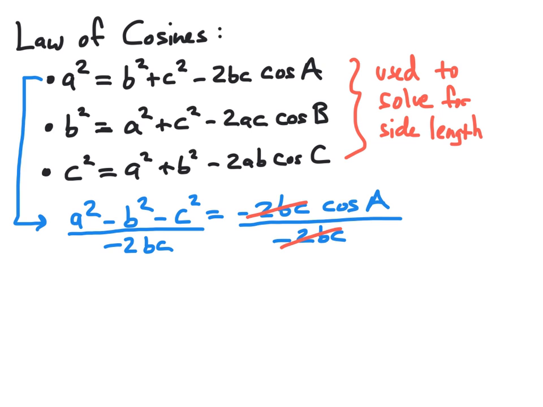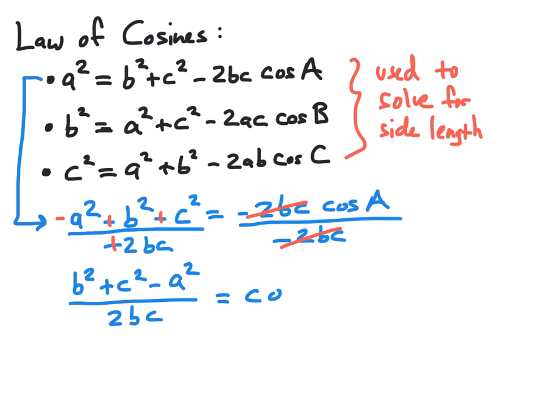But in order to not have a negative in our formula, what we're going to do is change the sign of all of our terms, essentially multiplying by -1 over -1. And when we do this, we get b squared plus c squared minus a squared all over 2bc, and that's going to equal cosine of a.